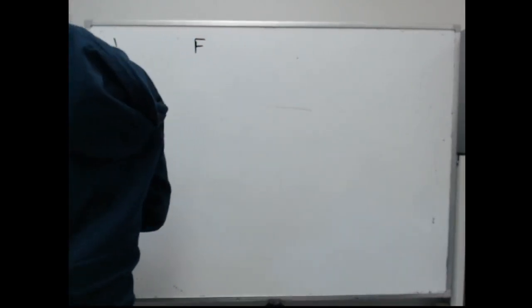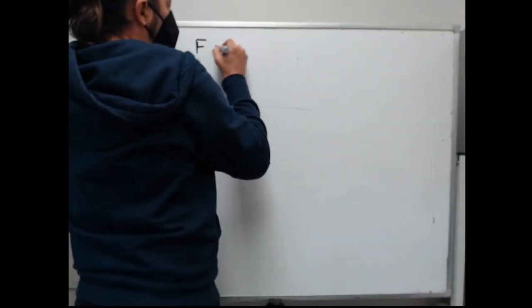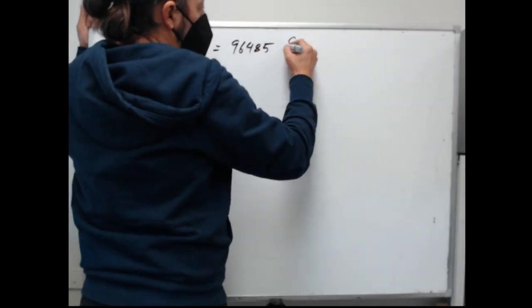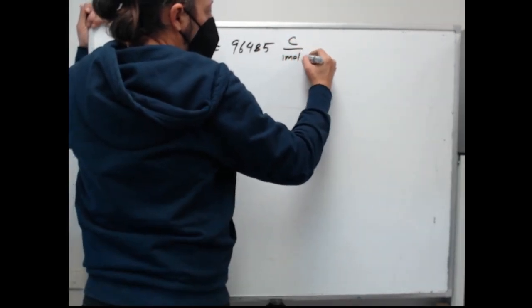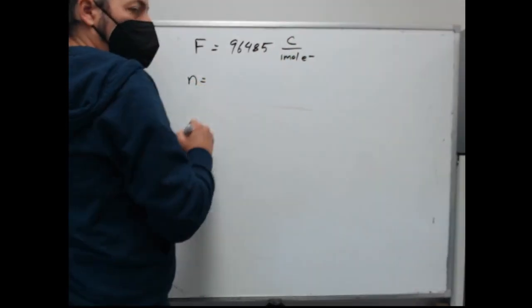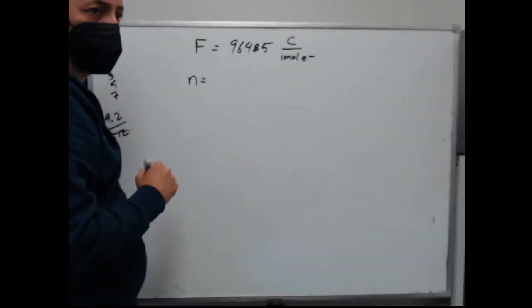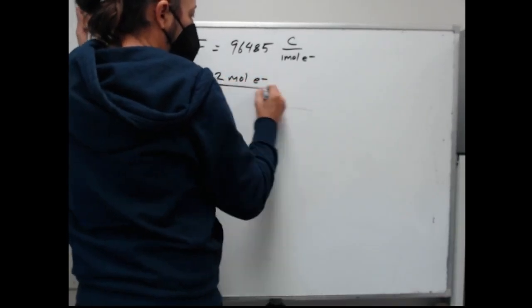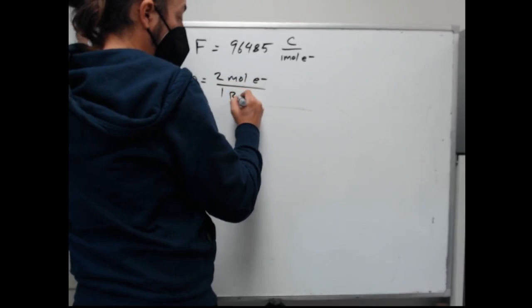Let me look at how it's given on the equation sheet. Faraday's constant is 96485 coulombs per 1 mole of electrons. So doesn't that get rid of your n value, how many electrons you had transferring? Is that just 2? 2 electrons, not 2 moles of electrons? Oh no, it is. 2 moles of electrons per 1 reaction.